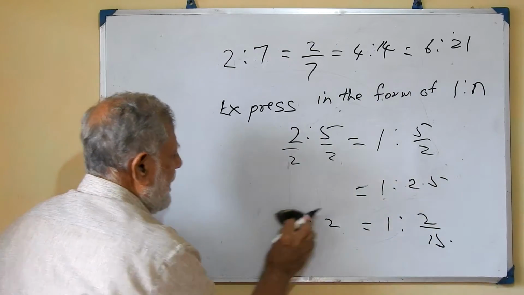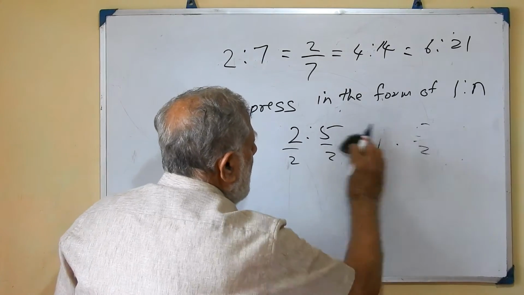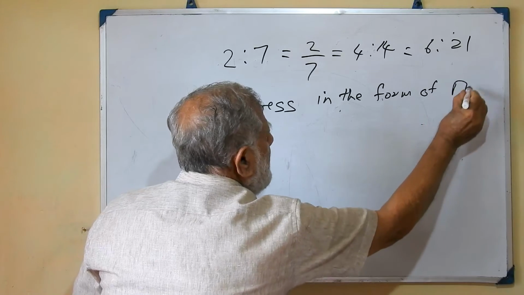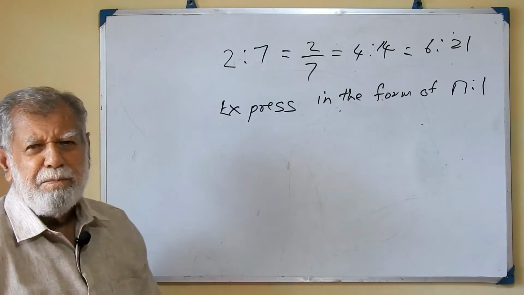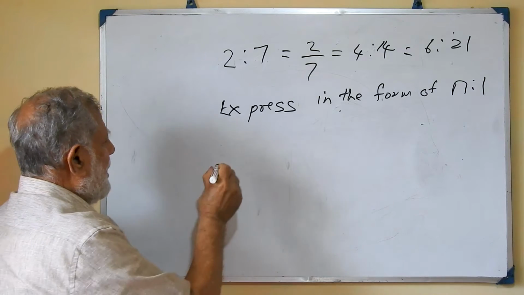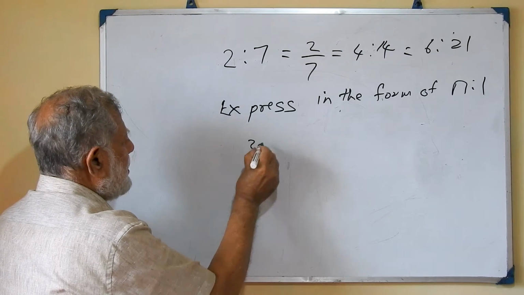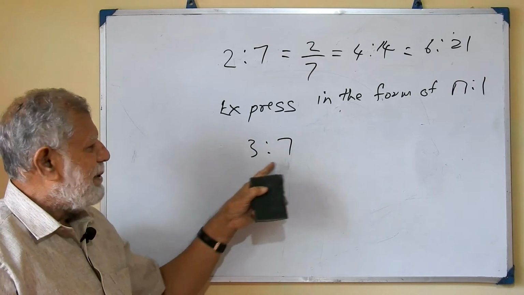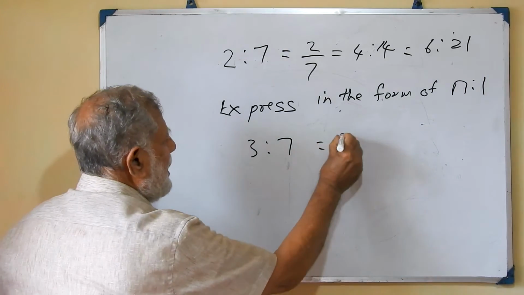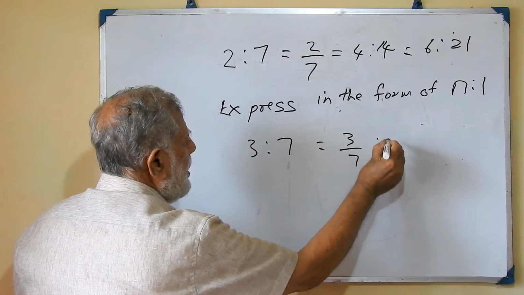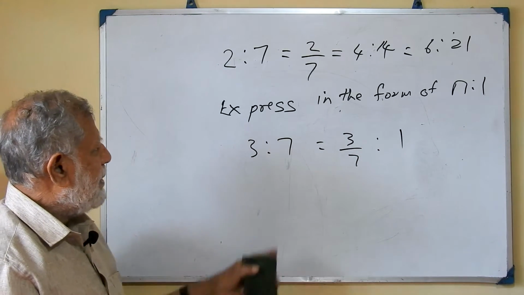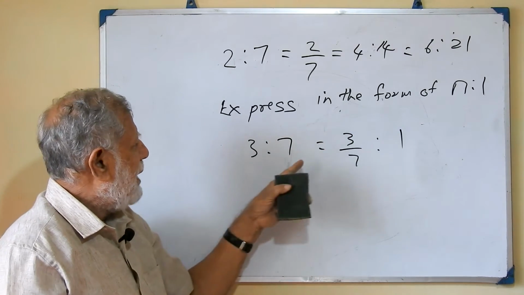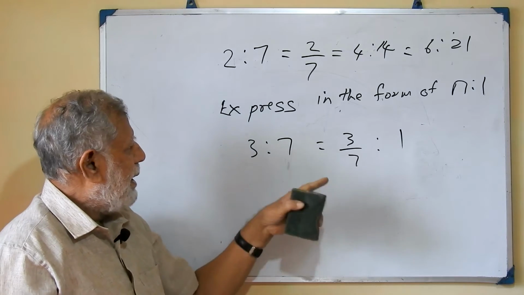Now supposing you are given a question like this: express in the form of n:1. That's all the same thing. We take a ratio, say 3:7. Now this number should be 1. So divide both numbers by 7. So this will be 3 upon 7 is to 1. You have to make the second number 1, so divide by 7. So 3 upon 7 is to 1.